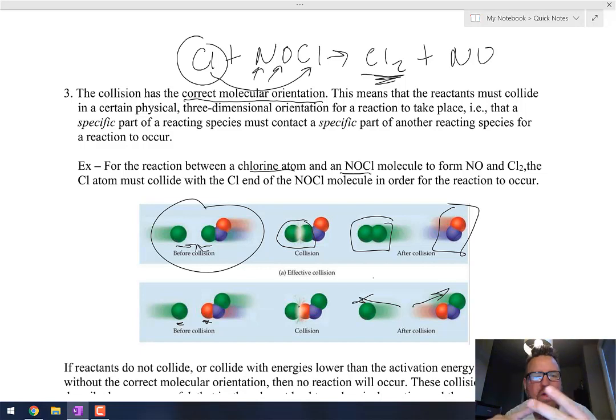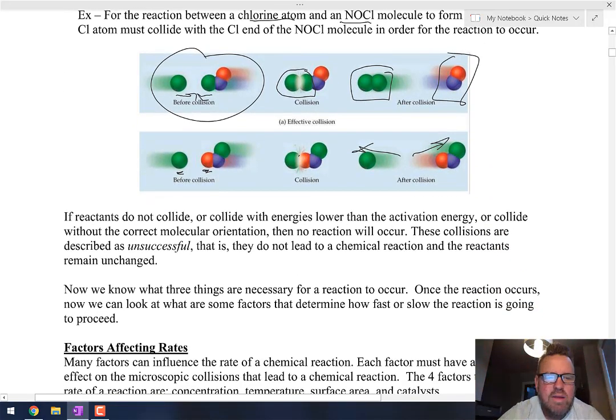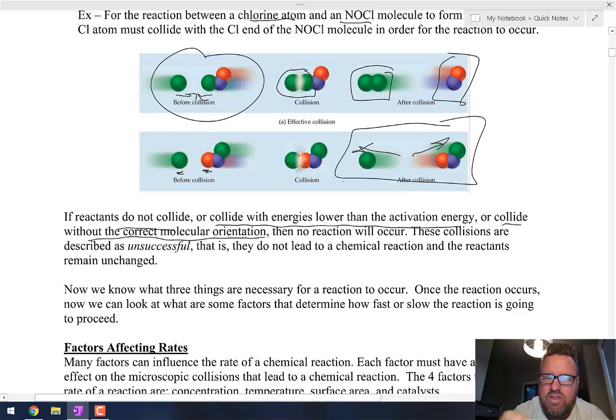That's kind of 2 in 1 there. They must collide, they must have the correct orientation, and they must have enough energy to overcome the activation energy barrier. They love asking questions about if a molecule has this or this, what might be a reason why the reaction might not happen. So if they do not collide, or collide with energies lower than the activation energy, or collide without the correct orientation, then the reaction will not happen. No reaction will occur. We call these collisions unsuccessful because they don't lead to a chemical reaction. And again, what happened after those collided the wrong way? Nothing. So the reactants remain unchanged.